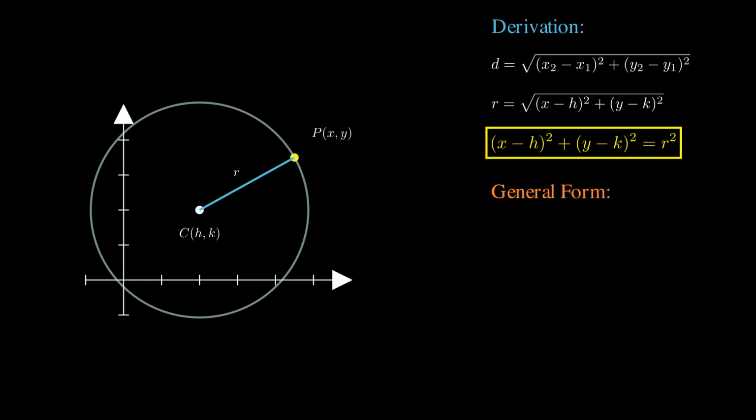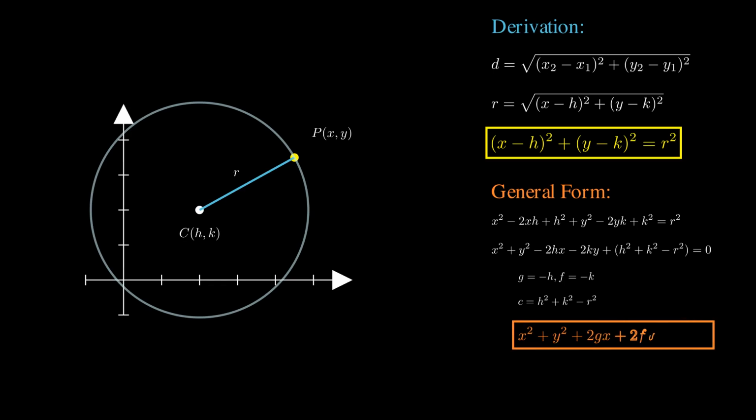Now, let's expand this to find the general second-degree form. By expanding the binomial squares and rearranging the terms, we set the equation to 0. To simplify, we replace the constants h and k with g and f, and group the remaining terms into c.